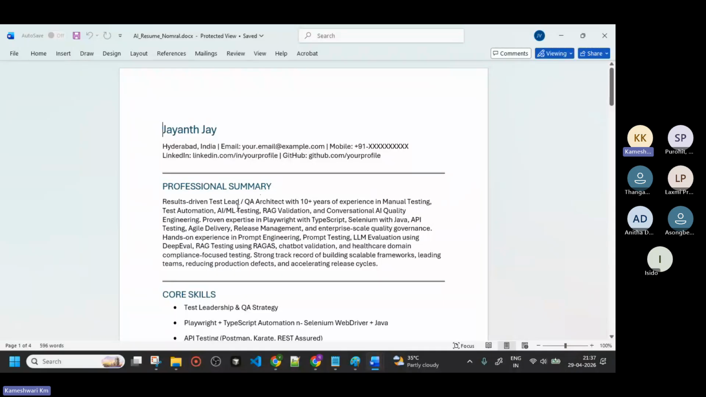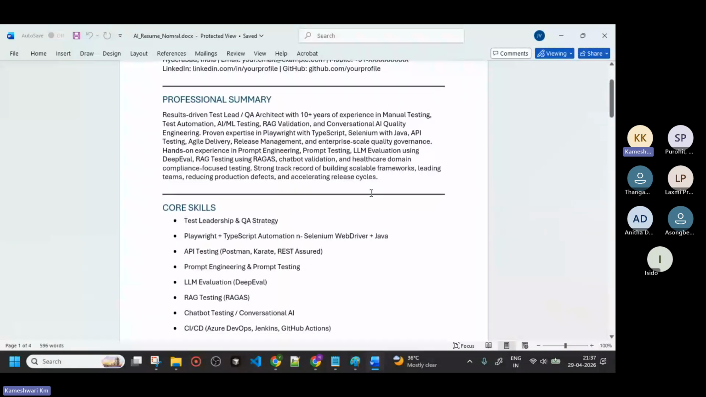You can add the same data in a different format as well, which you have seen previously. And proven expertise in Playwright, TypeScript, Selenium, Java, API testing, Azure delivery, release management, and scale governance, hands-on experience with prompt engineering, prompt testing, LLM evaluation using DeepEval, RAG testing using RAGAS, chatbot validation, and healthcare domain competence focused strong track. So totally, I'm telling what exactly I have done.